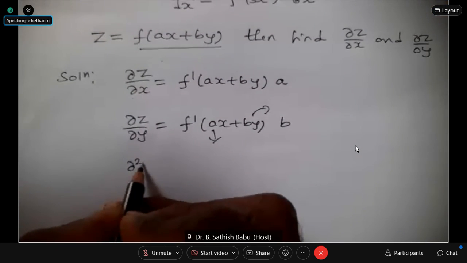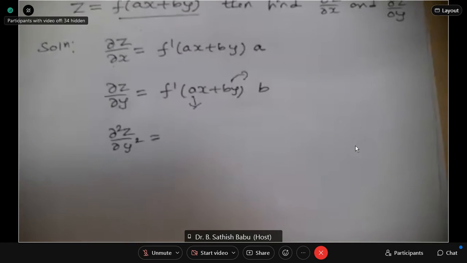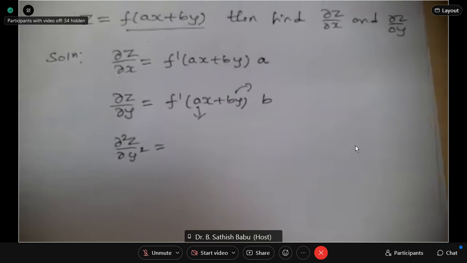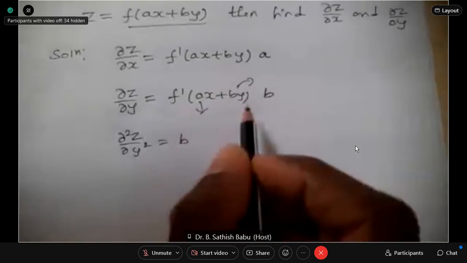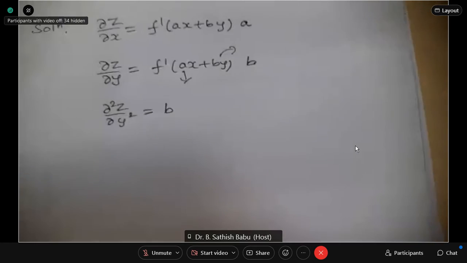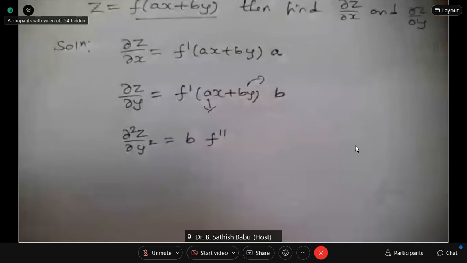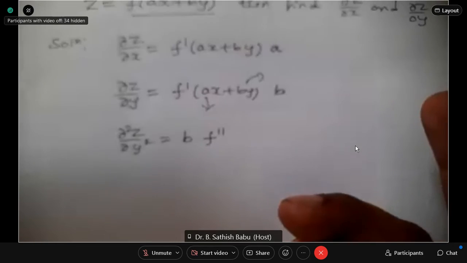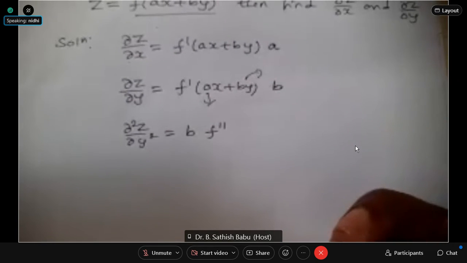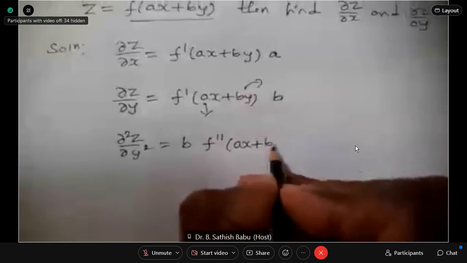Now let me try the second order derivative of the same function with respect to y. I'm going to differentiate this one more time. b will be treated as constant. What about f dash on differentiation? It will become f double dash of ax plus by, the second order derivative.